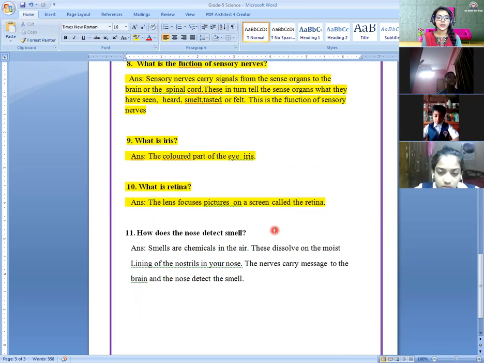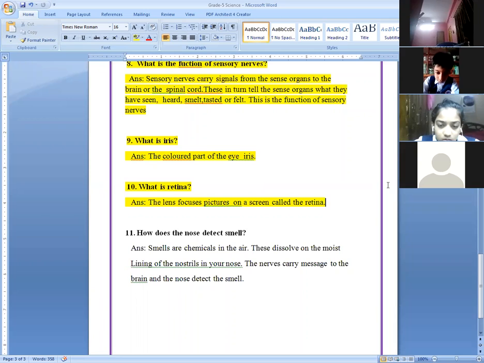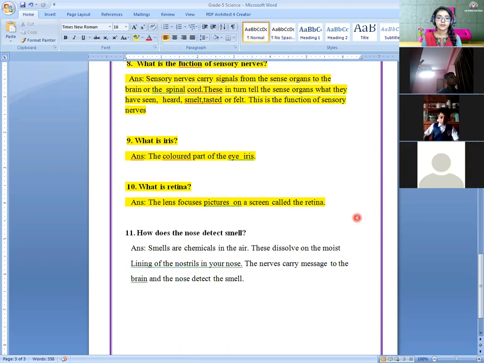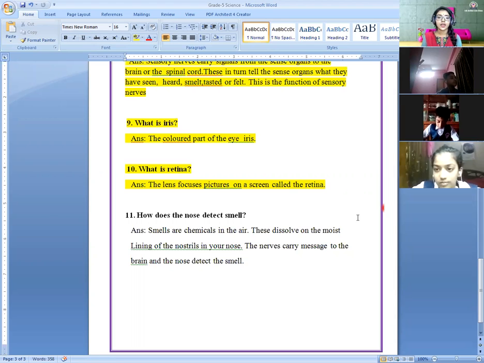Ankita, where is Ankita? Today's network is poor. Okay, Tawfiq, read this line. Ankita is paused. What is iris? The colored part of the eye is the iris. What is retina? The lens focuses pictures on a screen called the retina. Okay. Ankita, can you hear me?